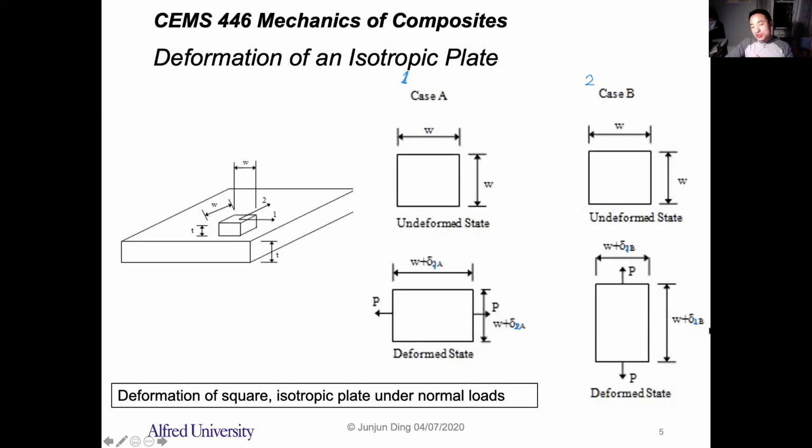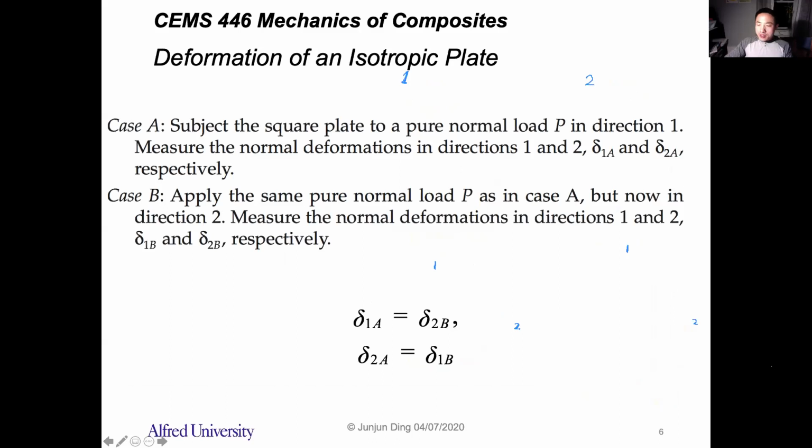Delta 1A equals delta 2B. Delta 2A equals delta 1B, right? That makes sense, right? All right, so this is the case for the isotropic material. You'll see that it doesn't matter which direction you apply the load, right? You will have the same deformation for the isotropic material.